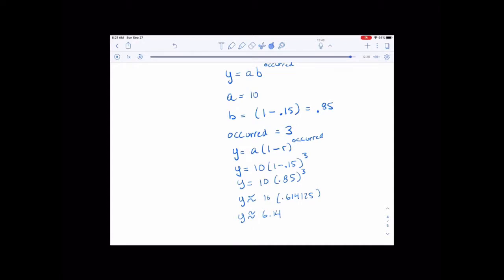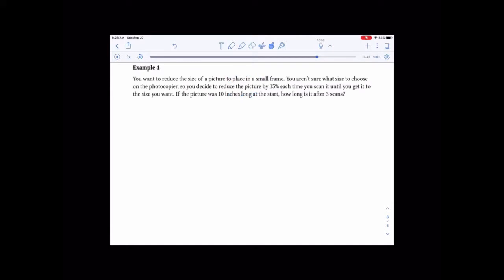So the final size of the picture that began with a length of 10 inches, after 3 scans and decreasing it by 15% each time, would be 6.14 inches. Let's confirm this answer by creating a table. So on the left-hand side, let's put the number of times it has occurred, so the number of times that it has been reduced. And on the right-hand side, let's go ahead and put down the size.